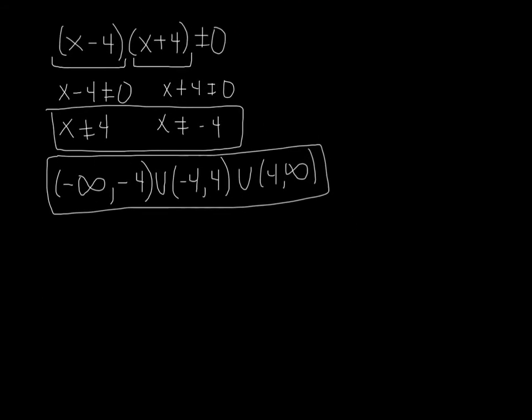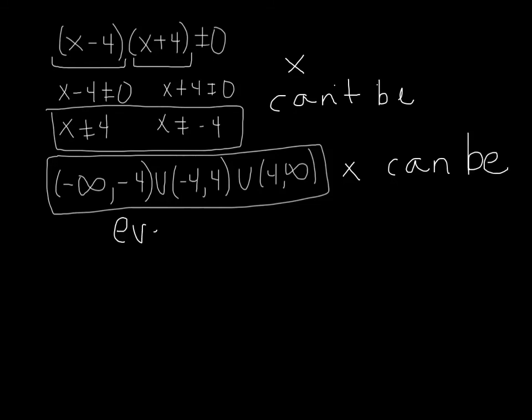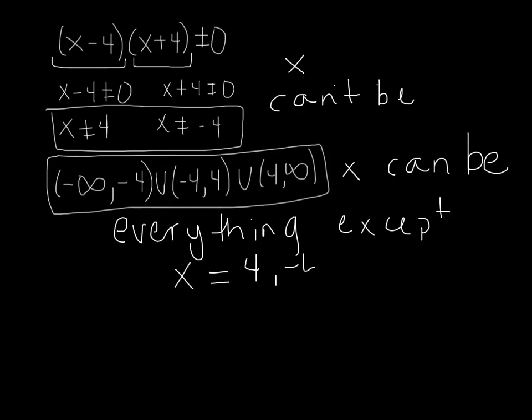Both are okay for stating the domain. So this one right here is stating what x can't be, and this way is stating what x can be. So it's everything except -4 and 4. But this sort of can be confusing because that looks like, oh, that's the values that it is. Well, no, that's what it isn't.